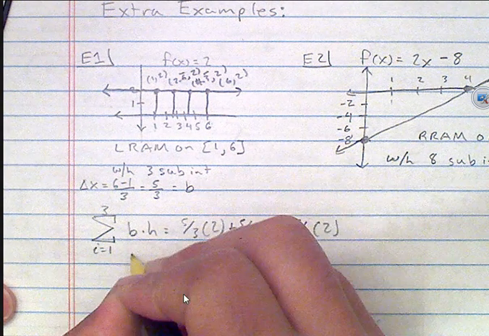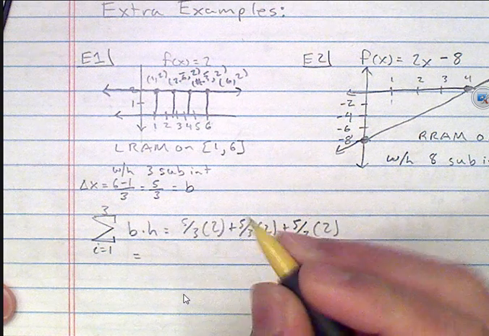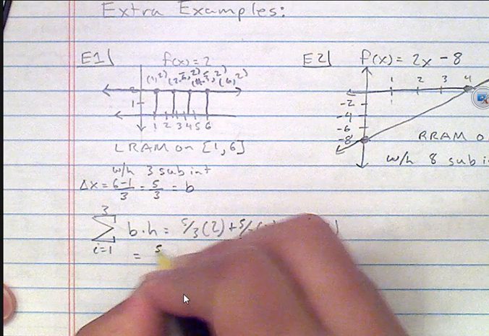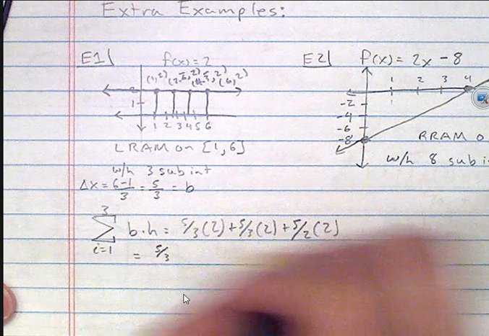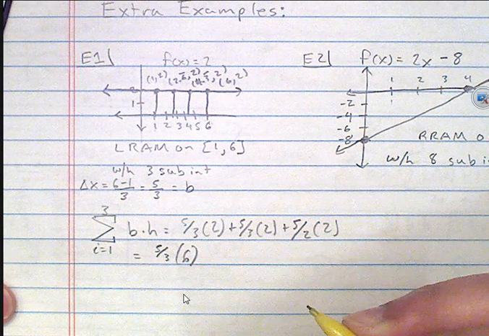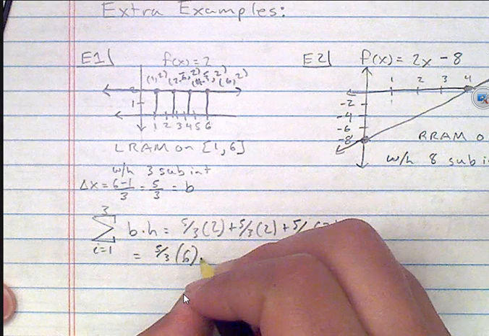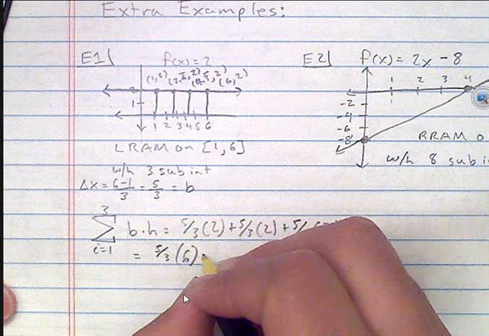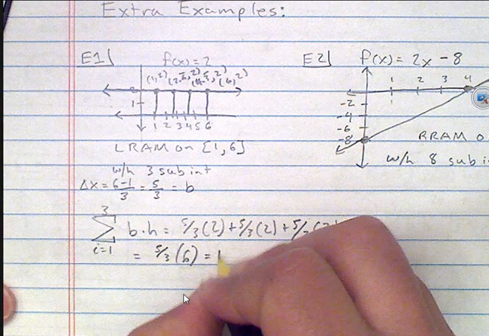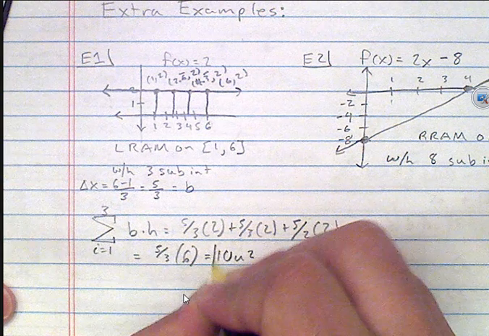So there we have it. I would do it this way. I would factor out a 5/3. 2 plus 2 plus 2 is 6. 6 times 5 is 30. 30 divided by 3 is 10. 10 units squared.